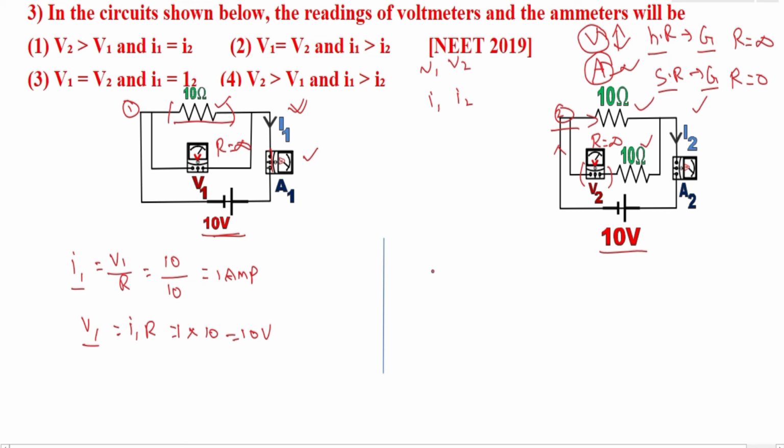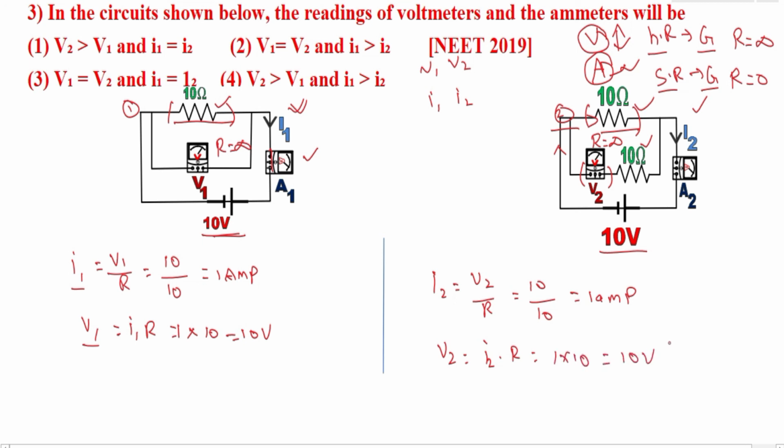Now let us calculate I2. According to Ohm's law, I2 will be V2 by R. V2 will be 10, and R will be only 10. It won't be 10 plus 10 in parallel. It's only 10. That is 1 ampere. Then what is V2? V2 is the potential developed across 10 ohm resistance. Its formula will be V2 is equal to I2 into R, that is equal to 1 into 10, that is equal to 10 volts.